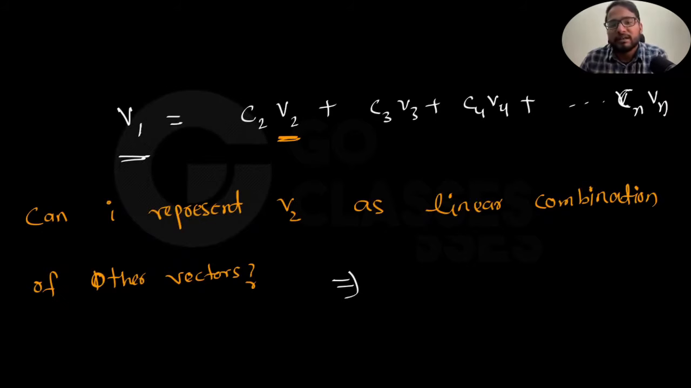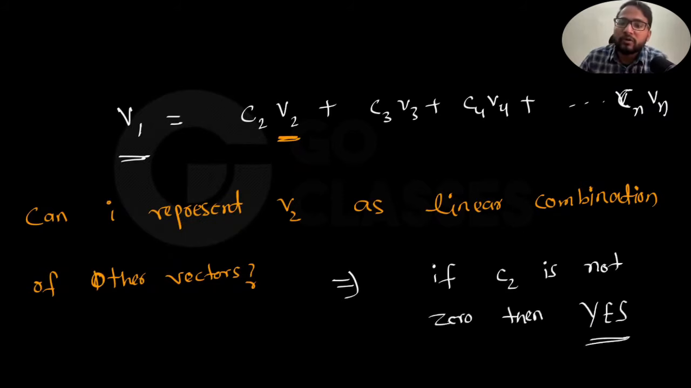You will be asking, do you have this C2 as 0 or non-zero? Which means if it is 0, then you cannot represent. If it is non-zero, then you can represent, right? So if C2 is not 0, then definitely yes. Is this clear to everyone? If C2 is not 0, then definitely yes.